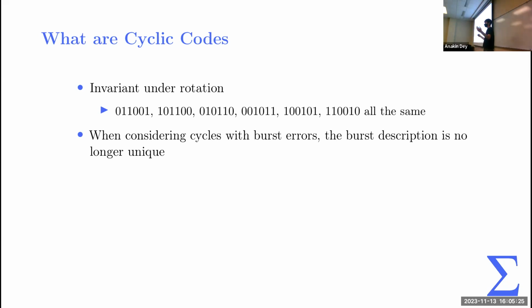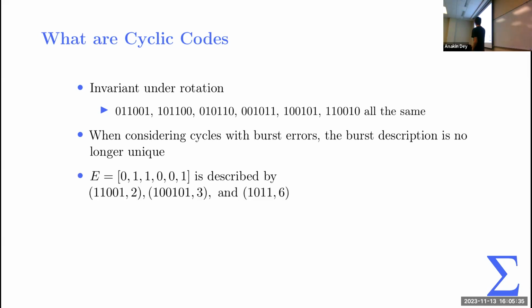Now that we have cyclic codes and we're willing to rotate our code words, our error descriptions are no longer unique. So for the error we had before, we have the original description, which has 5 bits and starts at index 2. Alternatively, we could start at index 3, and then we have 1, 0, 0, 1, jumping to the other end, 0, 1. Similarly, we have 1, 0, 1, 1 as another description if we start at index 6. So now we can get error descriptions of varying lengths.